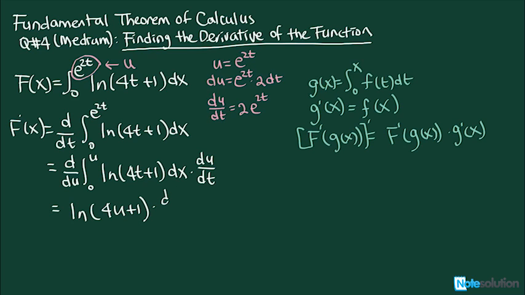We still have this du over dt lingering around. So now it is time to plug this back in, which is 2 e to the power of 2t. When we do that, we also have to plug back in the original e to the power of 2t in place of u. So we've got ln of 4 e to the power of 2t plus 1, times du over dt, which was 2 e to the power of 2t. This is the final answer of the derivative of the function.